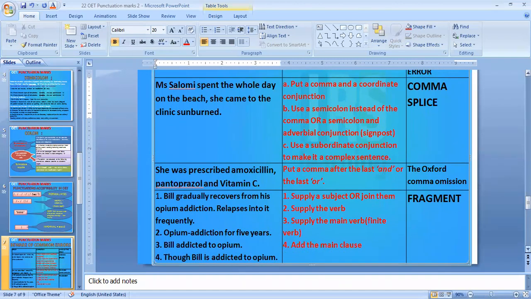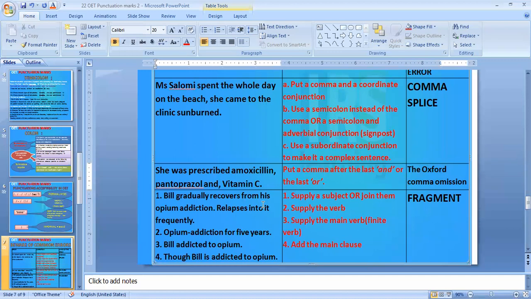She was prescribed amoxicillin, pantoprazole and vitamin C. This sentence looks okay actually, but according to a certain rule in grammar, which is called Oxford comma omission, which is not very strictly followed, but for safety purpose, you can follow it. What is the explanation? Put a comma after the last and or the last or. Where is the last and here? This one. Pantoprazole and comma. Now it's okay. That's the point. This is a grammar rule.